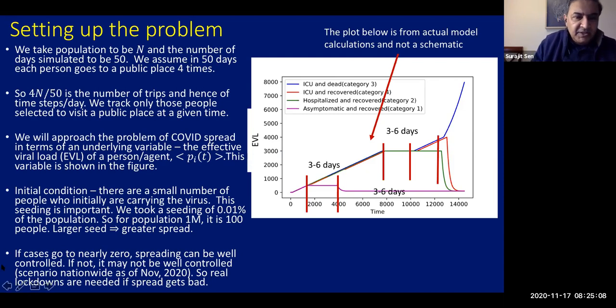So again, larger seed means a greater spread. If cases go to nearly zero, spreading can be well controlled. If not, it may not be well controlled, as we see now. Again, I just make that statement.